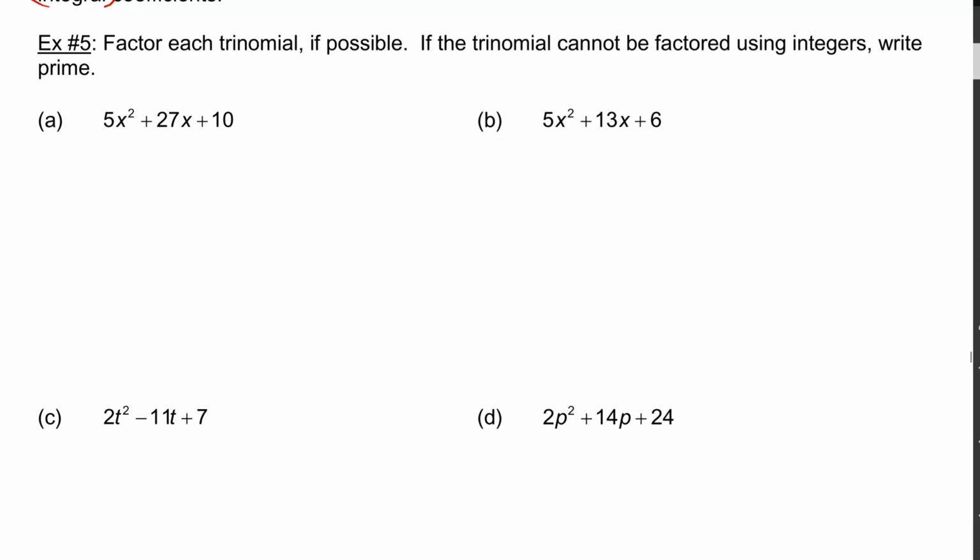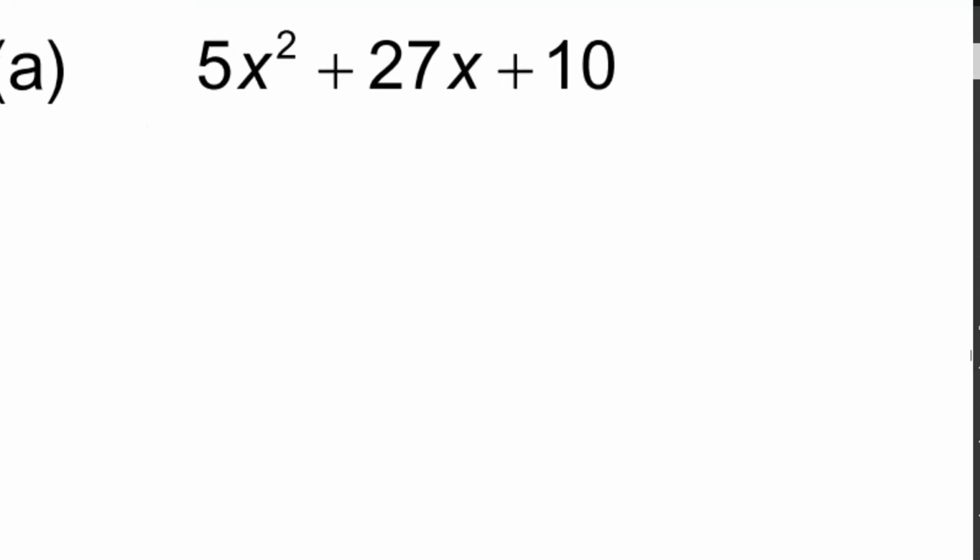Let's factor each trinomial if possible. If the trinomial cannot be factored using integers, write prime. So we're going to go through each step. Notice I have a coefficient in front of x squared that is not 1. So step 1 is going to be to multiply my constant term by my a, my coefficient. What is 5 times 10?